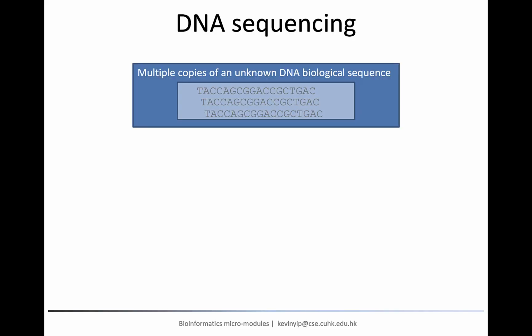Suppose originally we have a biological sample that contains some DNA sequences. Each sequence may have multiple copies in the sample, say from different cells of a tissue. In the illustration, the DNA sequences are shown in gray to emphasize that their actual contents are not known to us beforehand.